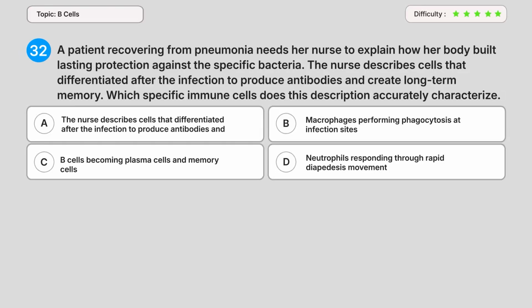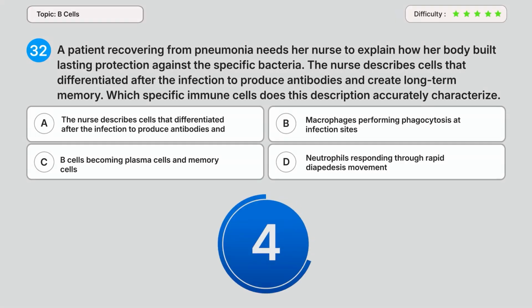A. Natural killer cells attacking infected host cells. B. Macrophages performing phagocytosis at infection sites. C. B cells becoming plasma cells and memory cells. D. Neutrophils responding through rapid diapedesis movement. Do you know the answer?